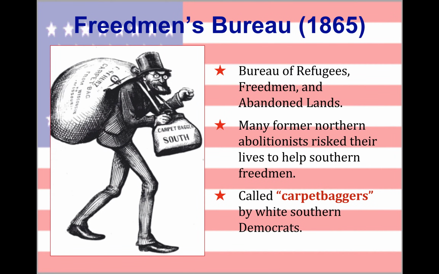So the Freedmen's Bureau is one of the first programs that is adopted by Congress that's going to further determine the future of African Americans in not just the South, but the Union as a whole. Its official name is the Bureau of Refugees, Freedmen, and Abandoned Lands. Refugees is an interesting choice of words.